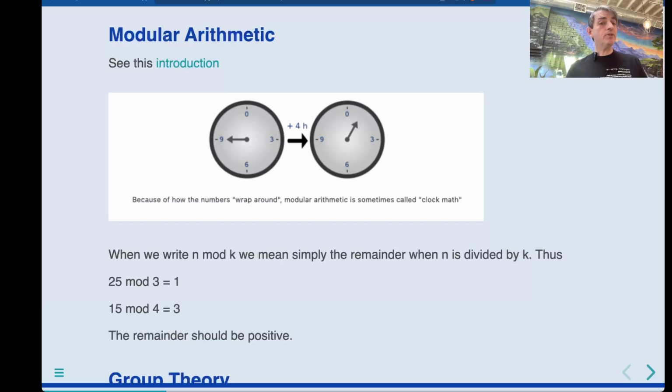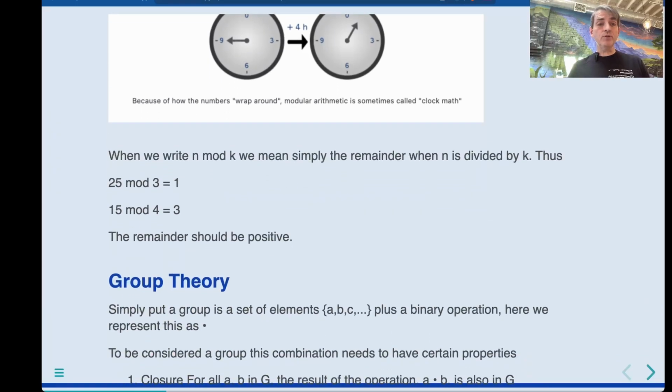If you're a developer, you're probably familiar with this. You've probably used the mod keyword. So if we say n mod k, we simply mean the remainder when n is divided by k. So, for example, 25 mod 3 is equal to 1. 15 mod 4 is equal to 3. And if you're unsure what the remainder is going to be, remember the remainder should always be positive.